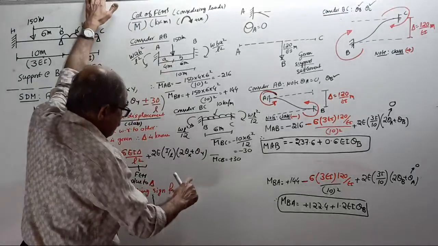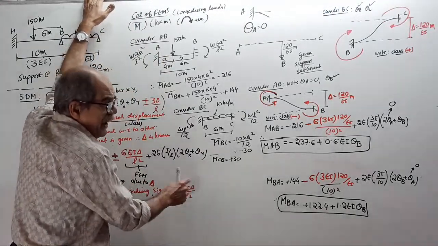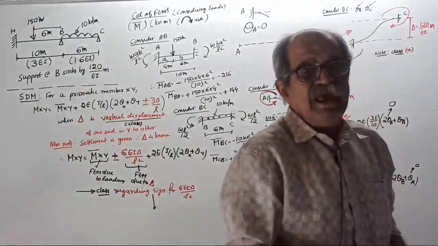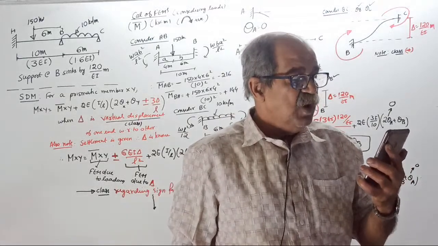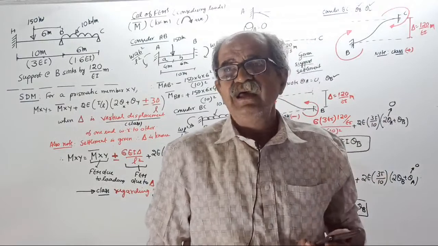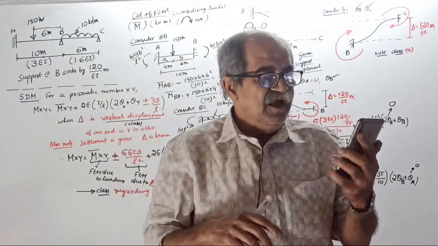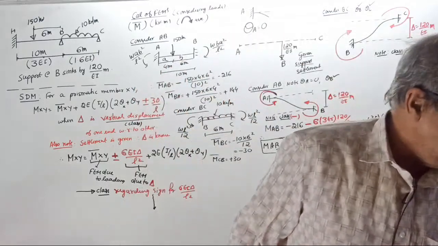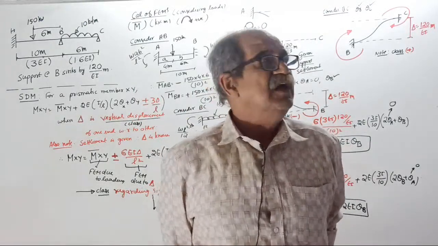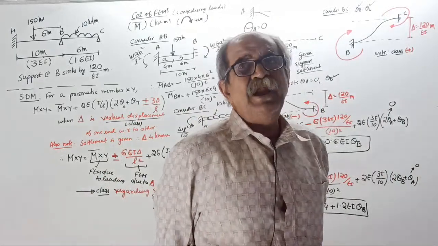Now, when you substitute delta as something divided by EI, what happens to EI? When you substitute for delta in terms of EI, it will get cancelled. So in this question, numerical value of EI is not required. First make a note. I will not tell again and again. Clear now?